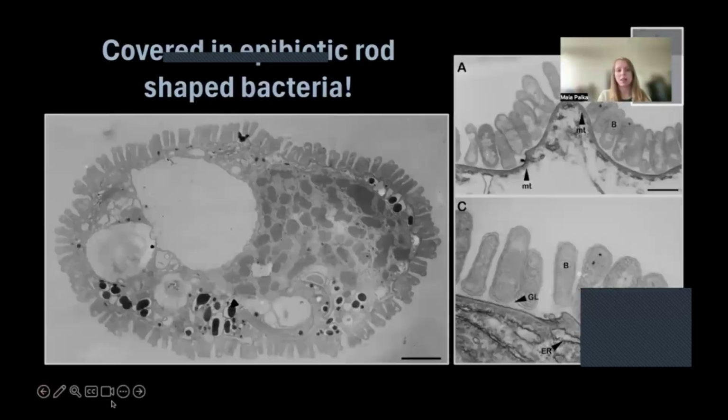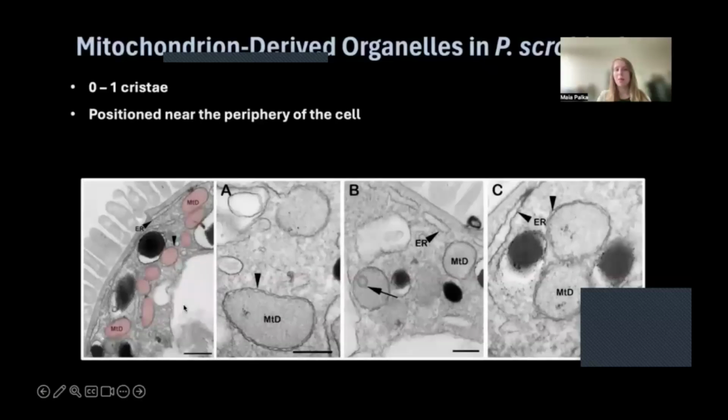Not only do these cells possess epibiotic bacteria, but they also possess mitochondrion-related organelles, or MROs. Mitochondrion-related organelles are derived mitochondria that are typically very reduced in function and don't function the same way that a normal mitochondria would. These mitochondrion-derived organelles typically lack cristae. And so when I was observing this cell using transmission electron microscopy, I was unable to find any mitochondria that were typical in ultrastructure with many cristae.